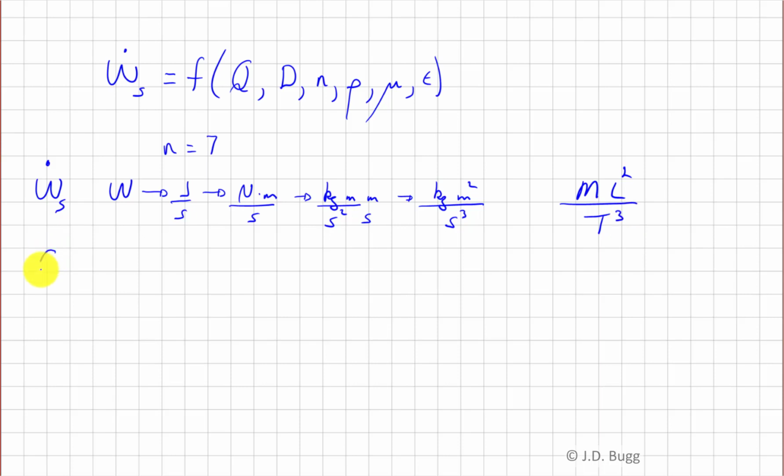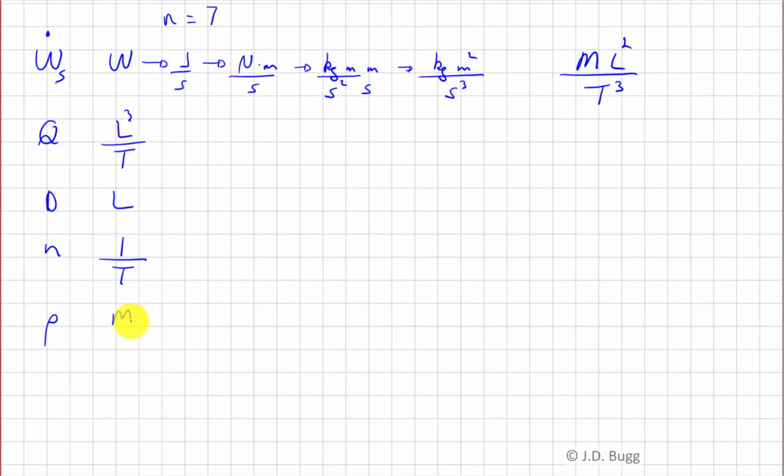And so we have Q. Remember, Q is a volume flow rate. Well, that's just L cubed over T, volume flow rate. Diameter is simply L. N, so N is a frequency. Whether it's radians per second or RPM, those are all just units. But in terms of dimensions, it's 1 over time. Density is mass per unit volume.